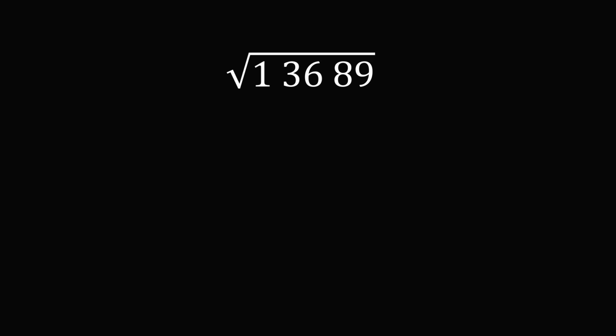We now start with the number on the left, which is 1. So what number doesn't exceed 1? Well, of course, that's going to be 1 squared. So we know we have a divisor of 1 and a quotient of 1, and 1 times 1 is equal to 1. So we subtract that from 1 and we get 0. Now we bring down the next two numbers, which is 36.